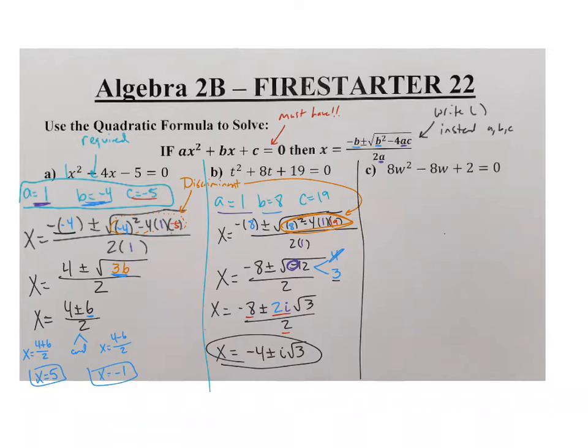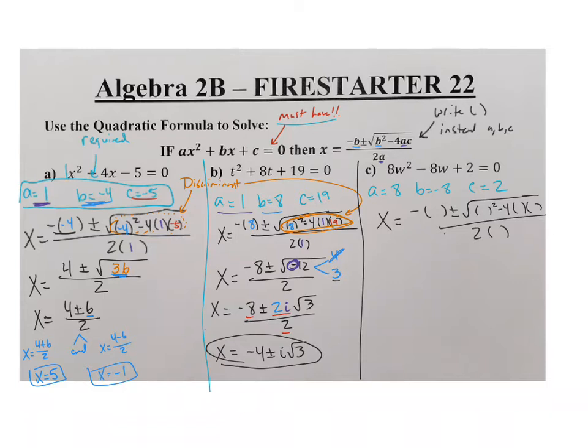Now C, I'm going to do the exact same thing, exact same setup. Look, it's already equal to 0, so I can find A, B, and C. A is 8, B is negative 8, C is 2. Now I'm going to plug it in, so I'm going to rewrite the formula. I'm going to say x equals the opposite of B plus or minus the square root of B squared minus 4 times A times C, all over 2A.